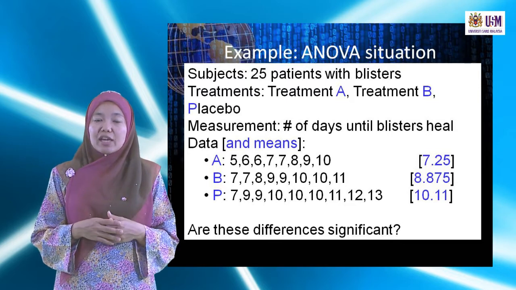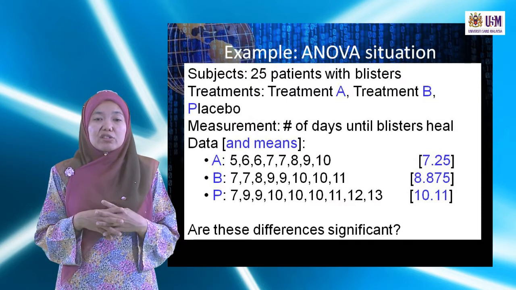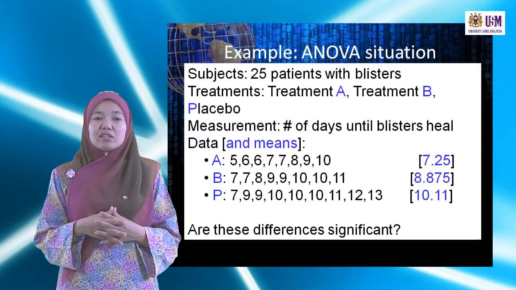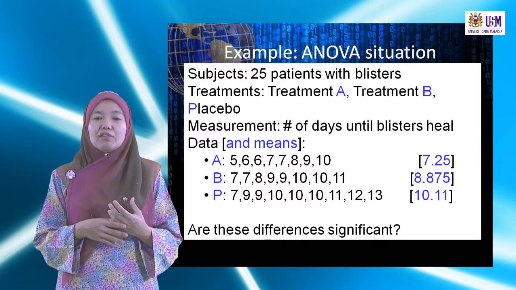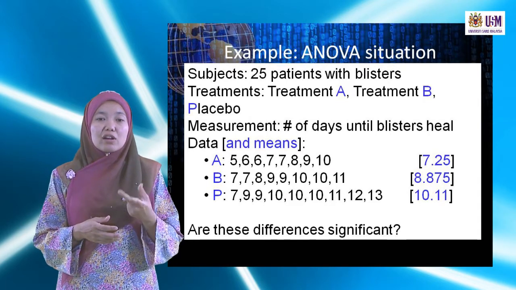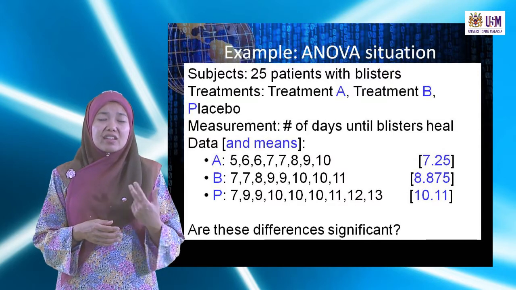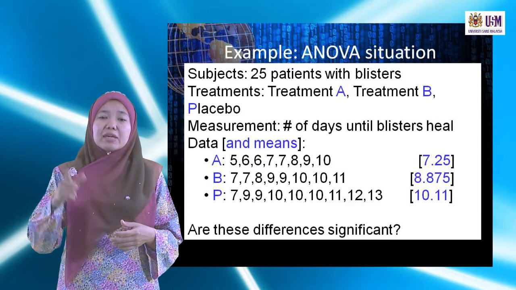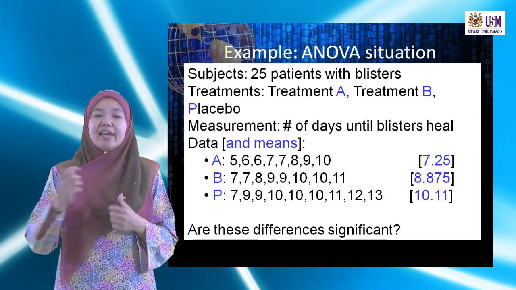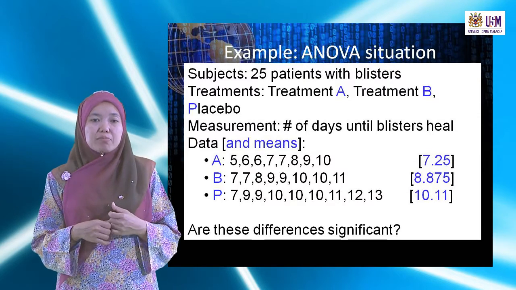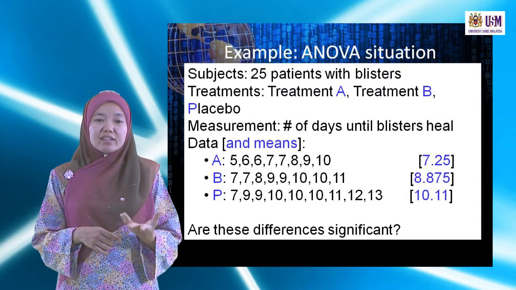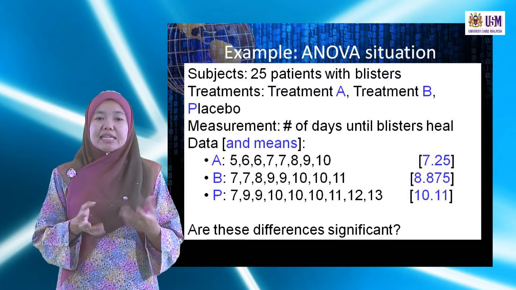So here you're going to measure them in terms of the number of days. The hash there on screen refers to the number. So the number of days until the blisters heal. In this case, your actual data for treatment A is the number of days taken until the blisters heal: 5 days, 6 days, 6 days, 2 weeks, 7 days, 8 days, 9 days, and 10 days. And the mean for treatment A is given as 7.25, so that is X bar A. Then for the second type of treatment, treatment B, you have 2 with 7 days, 8 days, 2 with 9 days, 2 with 10 days, and 11.